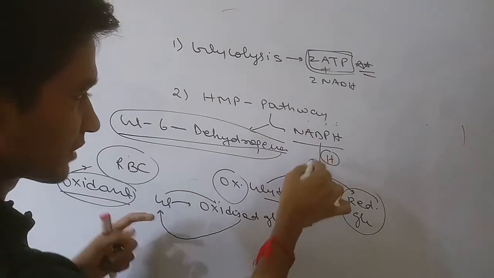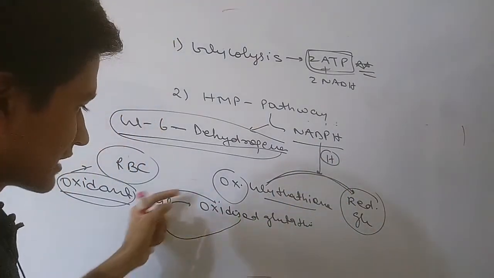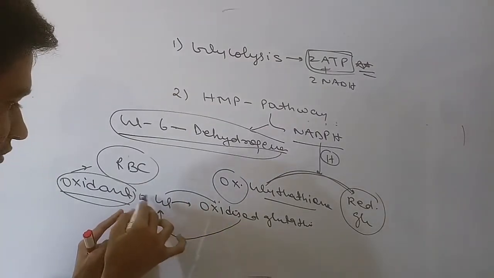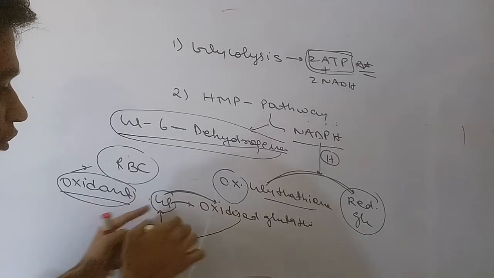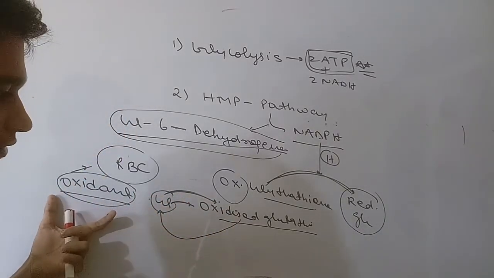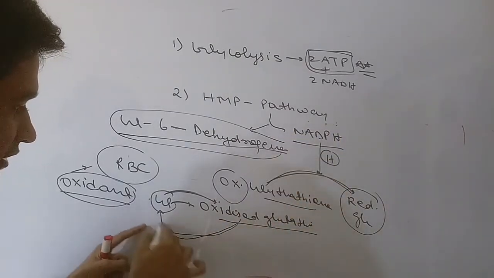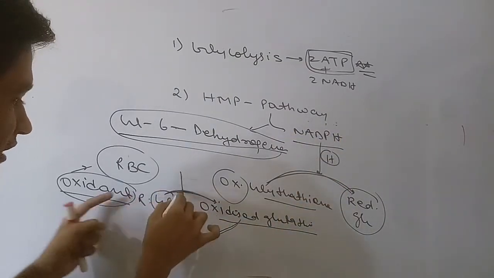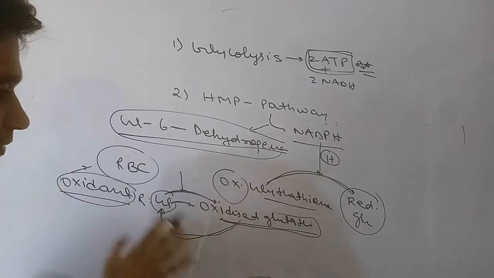So NADPH must be there so that it can convert oxidized glutathione into reduced glutathione, so that this cycle can be continued. Normal glutathione is converted into oxidized glutathione whenever there is exposure to oxidizing molecules, okay. And this oxidized glutathione, in the presence of NADPH, is converted again into reduced glutathione, which, if again exposed to these oxidant molecules, is converted to oxidized glutathione, so that the cycle can run.